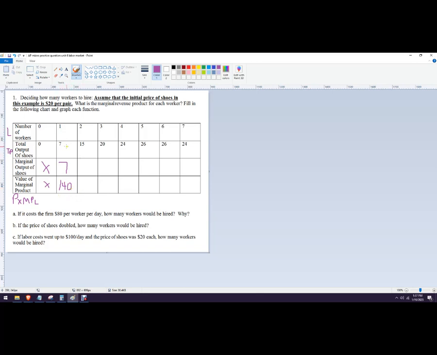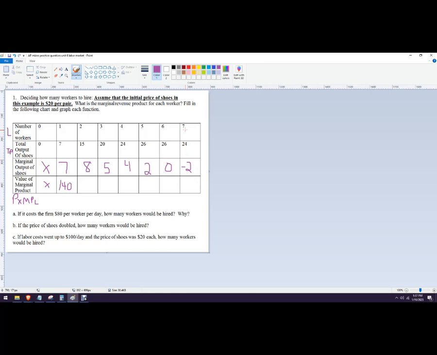First worker is worth $140. Second worker, I'm going to go a little faster. It's the difference between 7 and 15. Some people subtract 7 from 15. I like to add. I like to say, what do I have to add to this to get to here? Doesn't matter how you do it, you'll get 8 either way. This is 5. This is 4, this is 2, this is 0, and this is negative 2. Yes, it can be negative.